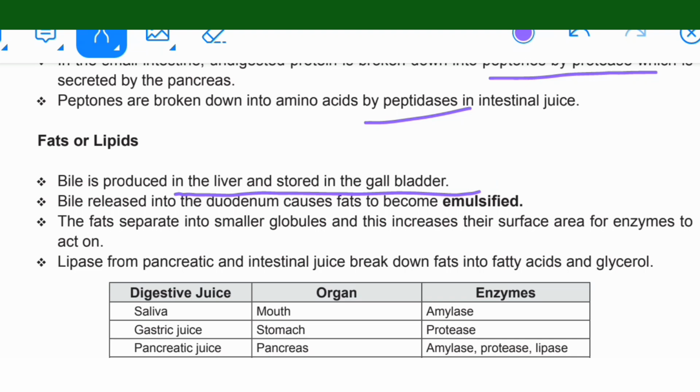Okay, take note of that. They might ask you in OBG: bile is produced in the liver, but where is it stored? It is stored in the gallbladder. So the bile released into the duodenum causes fat to become emulsified.